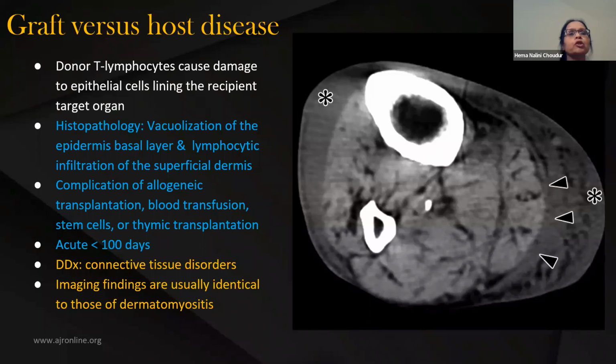It is as simple as looking at the history of the patient. If the patient has history of previous transplant, blood transfusion, stem cells, or thymic transplant, within 100 days of the procedure, you can see this type of a picture presenting with calf pain. And why is this so? Because the donor T lymphocytes react with the skin of the epithelial cells. There's vacuolization of the epithelium, and the lymphocytes will infiltrate the adjacent tissues and present with a picture that looks like this. So simply looking at the history helps you to suggest the diagnosis.